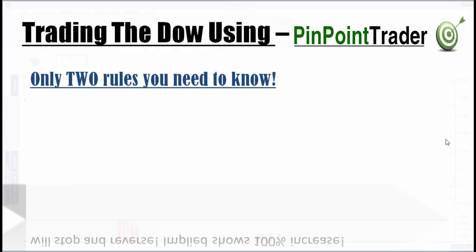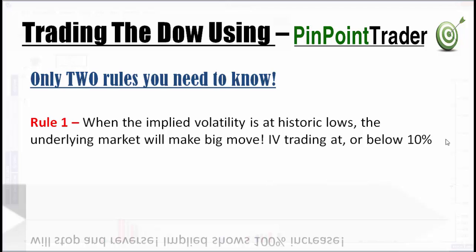So let's just move on with the presentation, because I want to come to the two trading opportunities that the Dow implied will actually give us, and there are only two things that you actually need to know. Rule number one: when the implied volatility is at historic lows or multi-year lows, the underlying market will make a big move. That is, the implied volatility is trading at or below 10%.